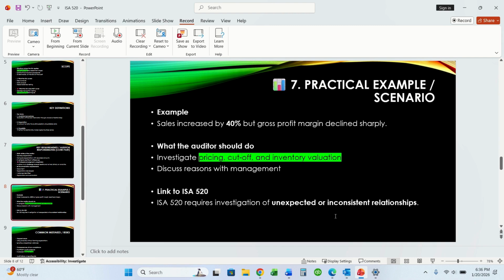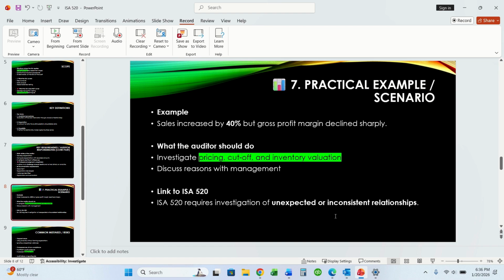Practical example. For example, sales increased by 40%, but gross profit margin declined sharply. What should the auditor do? Investigate pricing, cutoff, and inventory valuation, and discuss reasons with management. Now, what are pricing, cutoff, and inventory valuation?